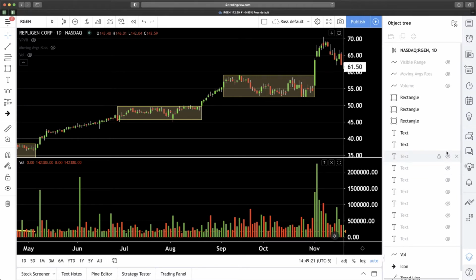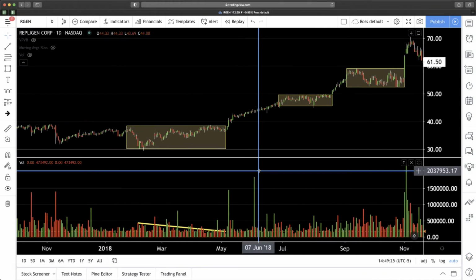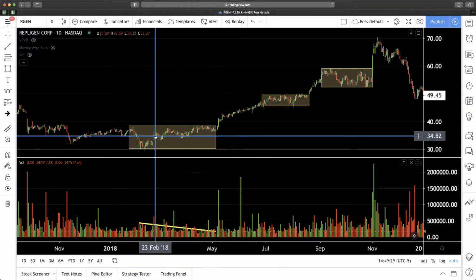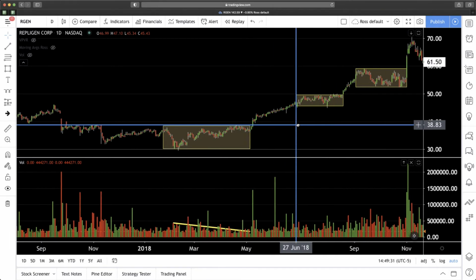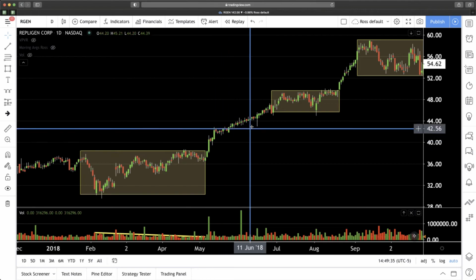So that's the two components, the base and the breakout. That's what you're looking for. And again, if you missed the first one, wait for the second. If you're in from the bottom, you have to expect these things. You have to say, you know what? I understand it's not going to go straight up forever.